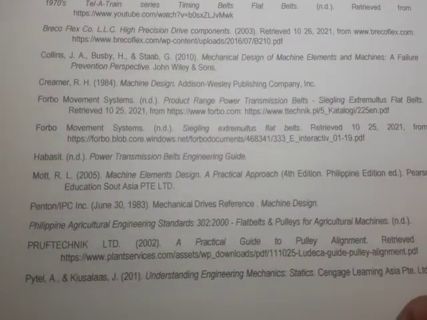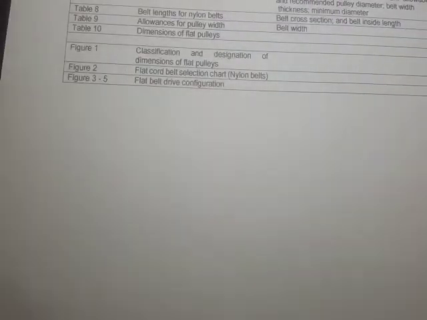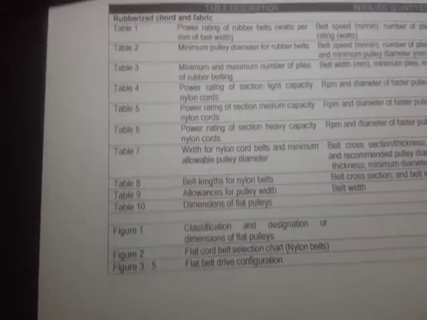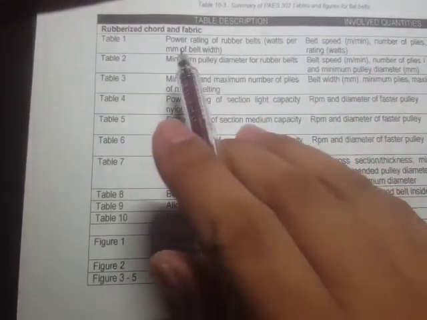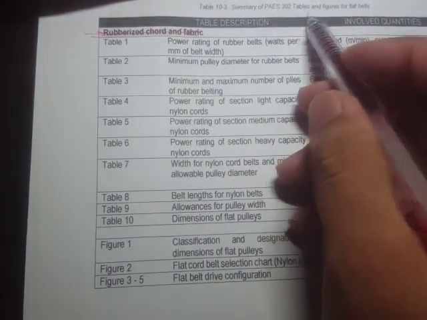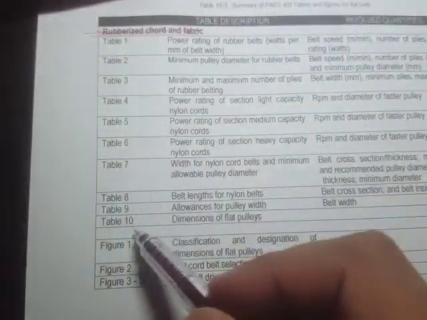All right, so now I think we still have time. By the way, I have included in our appendix in our lecture handouts the summary. I think this is the summary of PAS 302 tables and figures. So it lists down here tables 1 to 10, and the description, and also the involved quantities, as well as the figures.